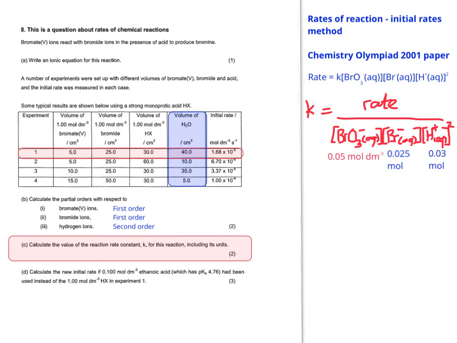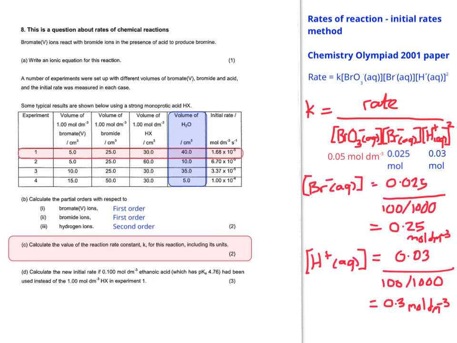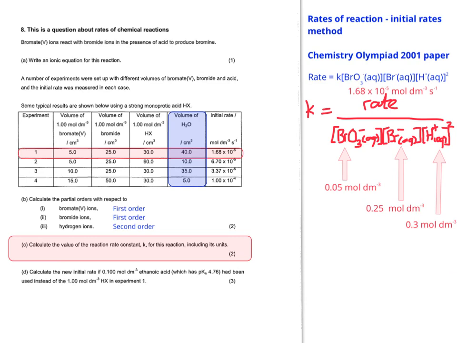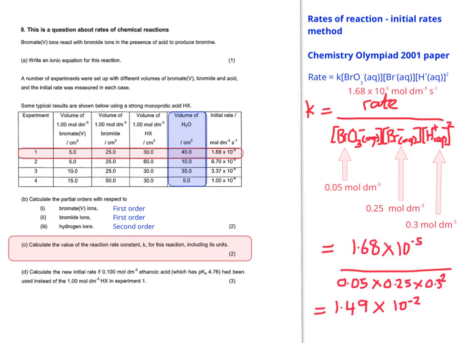So I've now put that in underneath BrO3 minus. I can do the same thing for bromide and for H+. So you can probably see the pattern that's emerging. We simply take the number of moles and multiply it by 10, because the total volume is 1/10 of a decimeter cubed. So we could now insert the values in terms of concentrations, and also the rate from experiment 1. The mathematical value that you get is 1.49 times 10 to the minus 2.